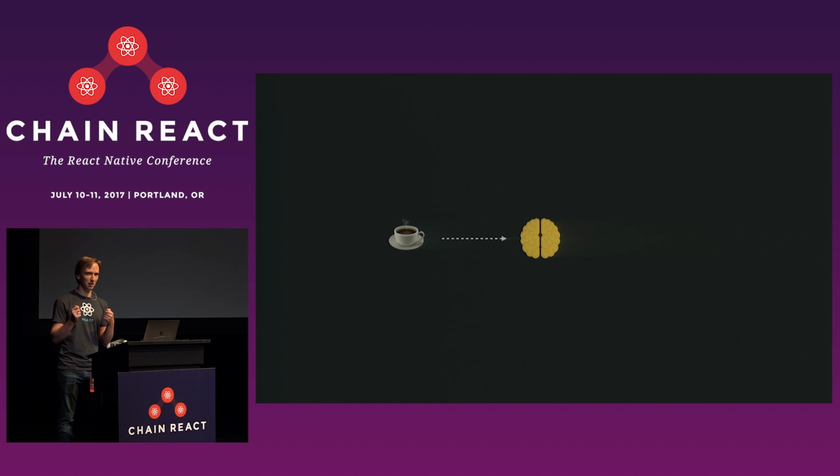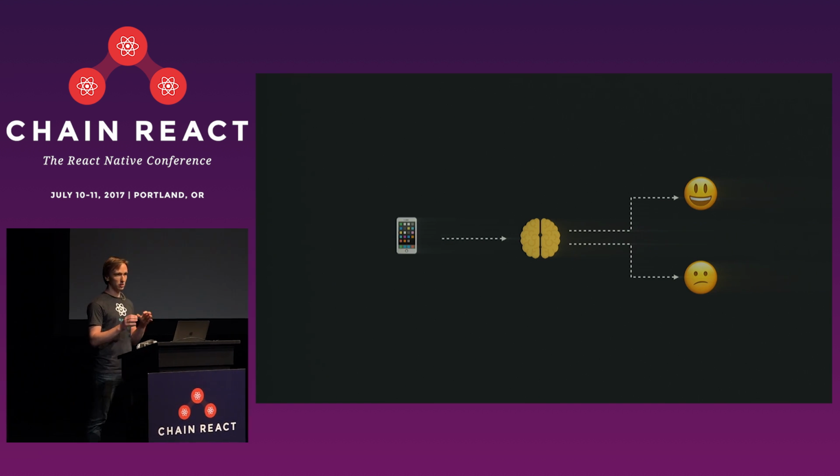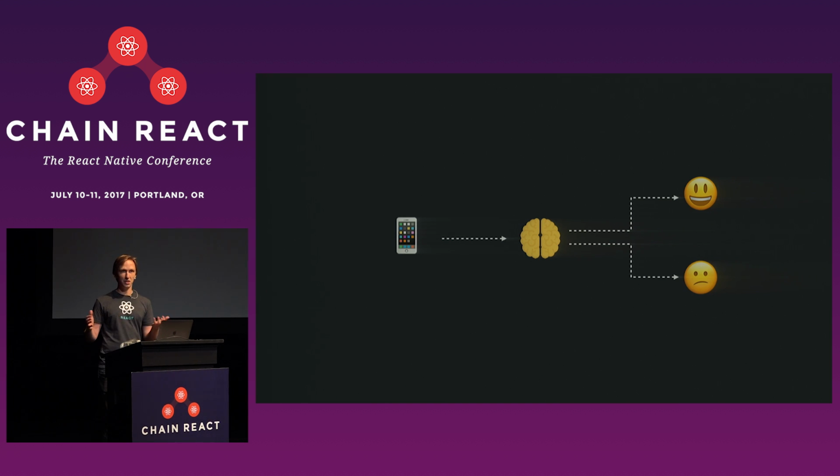So you have a coffee, and there are tons of processes going on in the brain, and it outputs the information, whether you like this coffee or not. The process inside the brain is really complicated. It's really hard to understand what's actually going on, but the result is pretty simple. It's either true or false. Turns out the same process works just fine for pretty much everything else, including mobile apps. So today I'm talking about how to make mobile apps feel good.